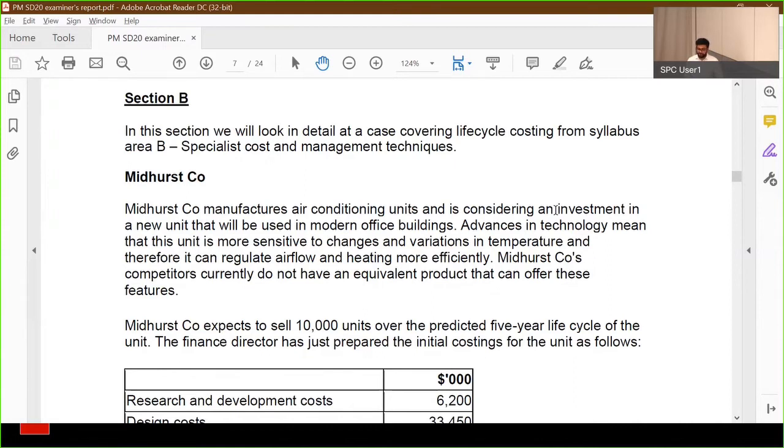So from the first paragraph of this question, we can analyze that the company is trying to produce a new product, and the features that the company wants to offer in this particular product have not been offered by the competitors yet. So it's a kind of differentiated product which the company intends to sell.